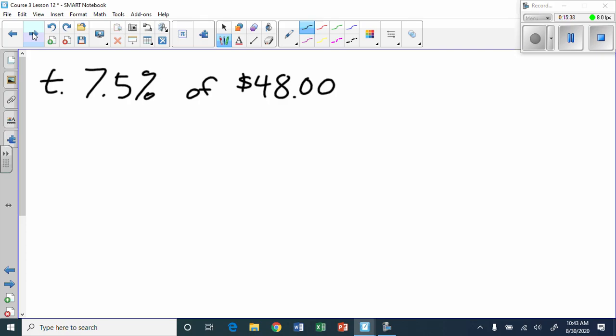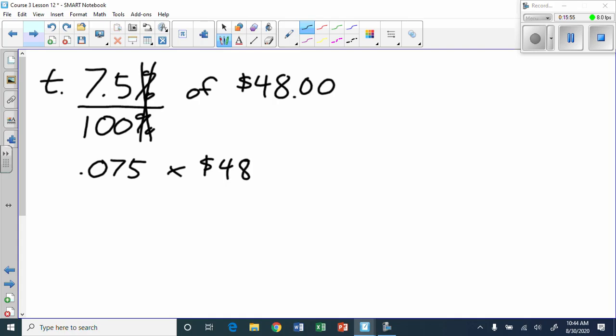T, we're going to do the same way. We got 7.5% of, so we're looking at a tax problem. So divide by 100%. Percent signs cancel. So I move the decimal 2 places by dividing. So 0.075 times 48. I tend to use decimals if I'm dealing with money. But now we can multiply these numbers.